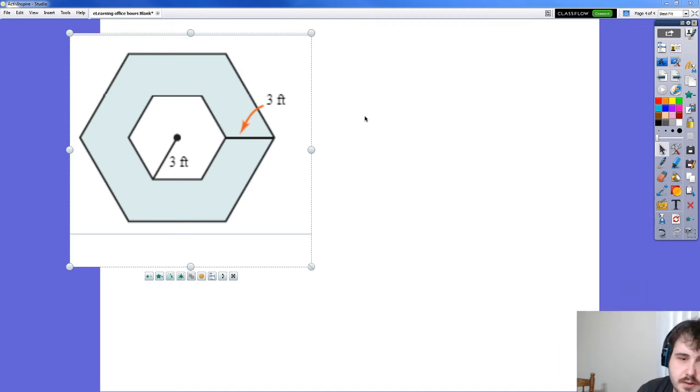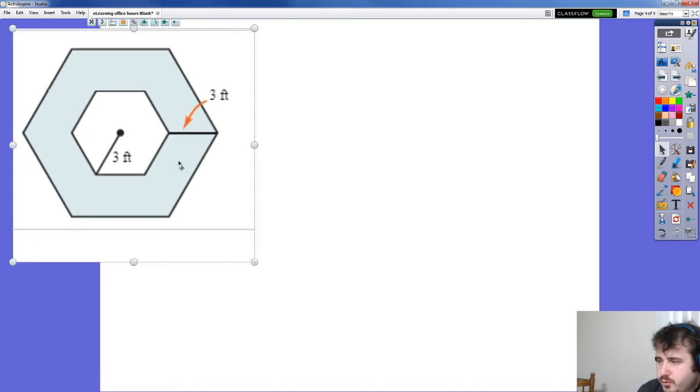First thing we need to do is find the area of the big hexagon, and then we need to find the area of the little hexagon, and then we can solve. I'm going to do the trig version, but it's still the same idea. We're finding the radius so that we can find the area of one of these triangles and then multiply by 6 to get all 6 of them.